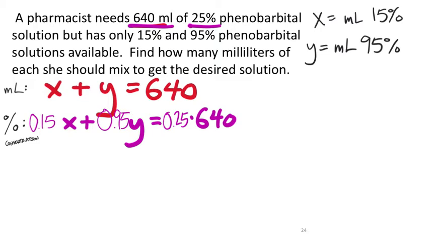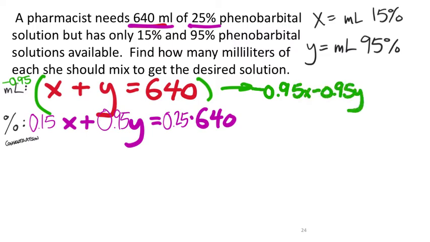All right, now that we got this set up, I eliminated the X's on that last problem. So this one, I'll choose to eliminate the Y's. So this top equation will have to be changed a little bit, okay? So I'll have to multiply this by negative 0.95, each of the terms, okay? So that ends up being negative 0.95x minus 0.95y, and then 640 times negative 0.95. I got negative 608 on that.